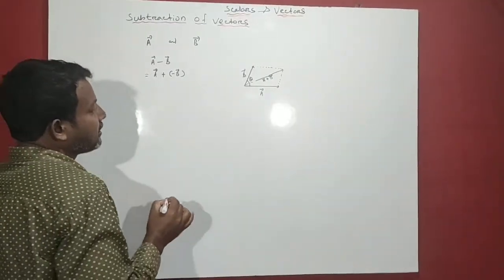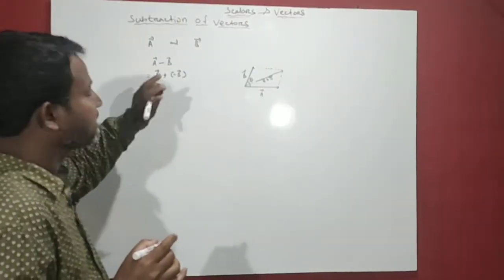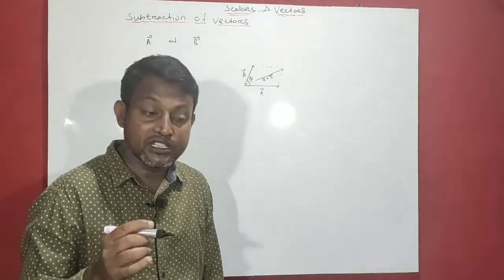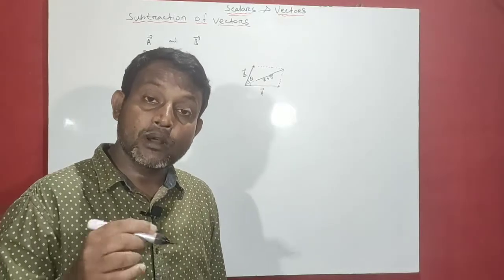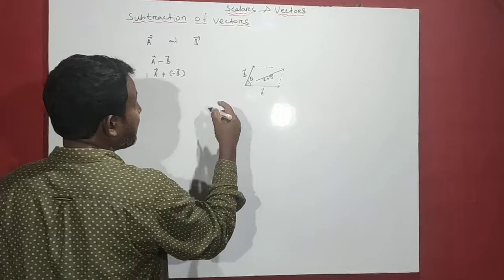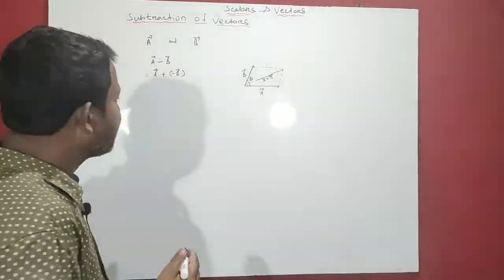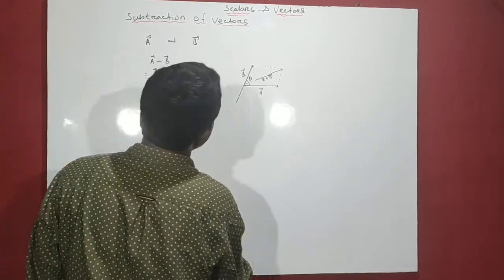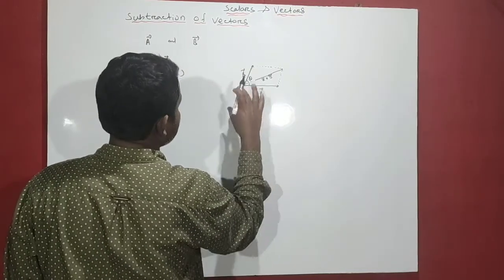But we have to add A with negative of B. What is negative of B? Negative vectors have equal magnitude but opposite direction. That means negative B has equal magnitude of B but in opposite direction. This is that direction, and the length of the side is also equal.